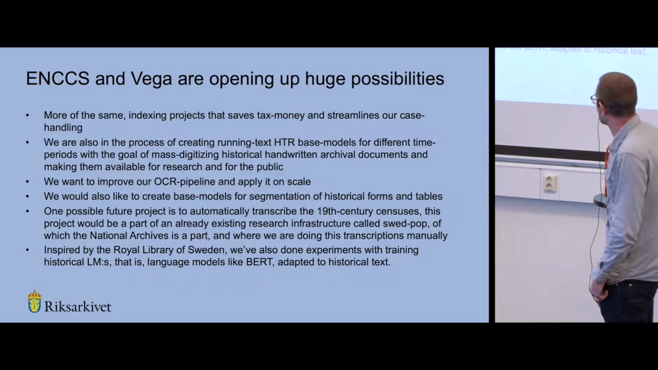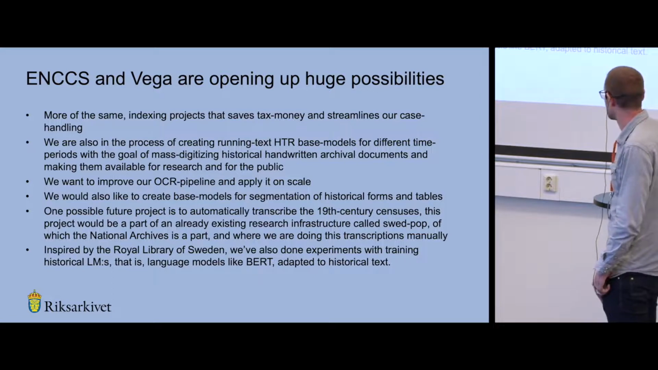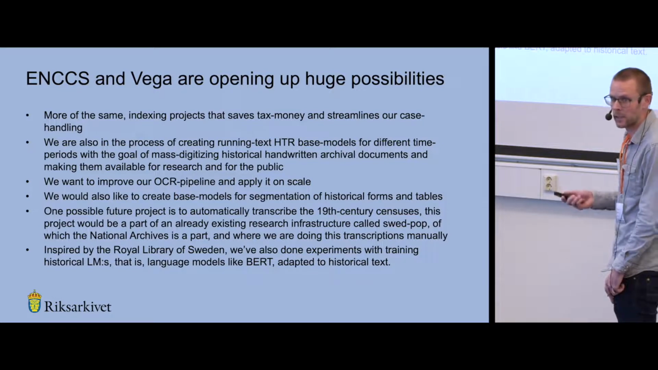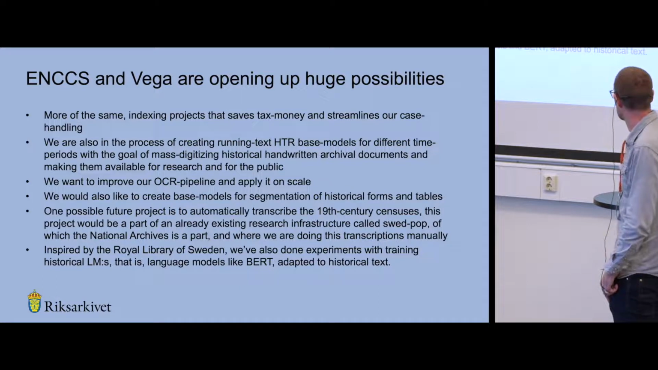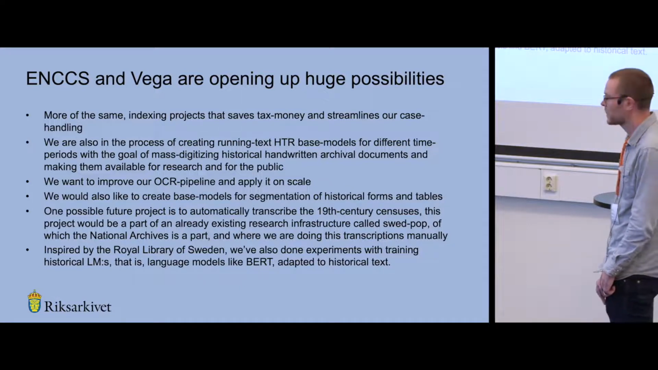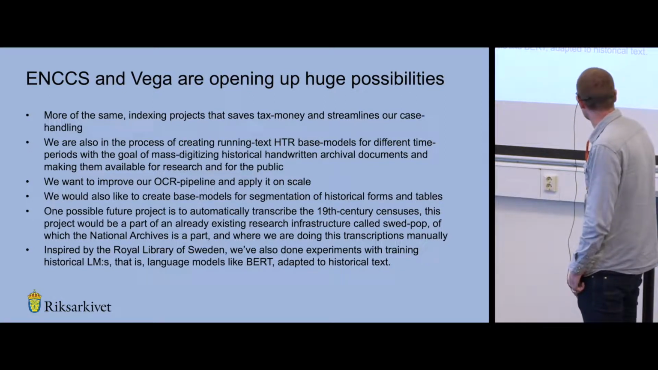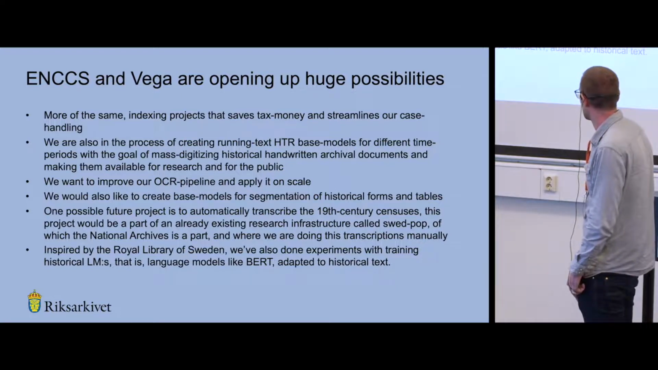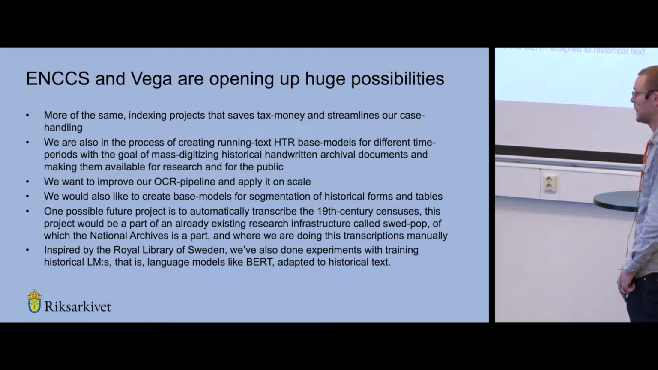Okay, in the future then, ENCCS and Vega are opening up huge possibilities for us. And what we can do is, of course, more of the same. There are more indexing projects like this to be done, which saves tax money and streamlines our case handling. We are also in the process of creating running text HTR base models for different time periods, with the goal of mass digitizing historical handwritten archival documents and making them available for research and the public.